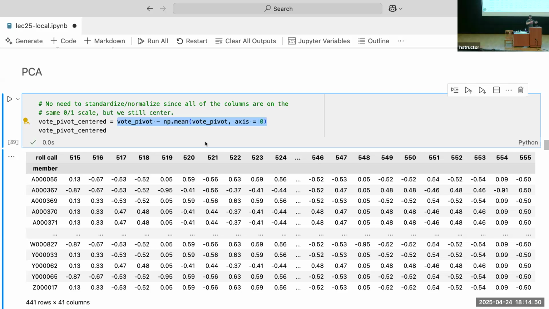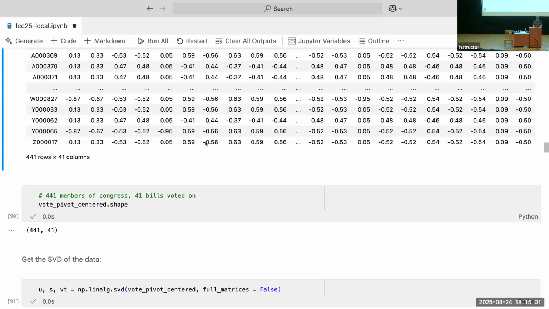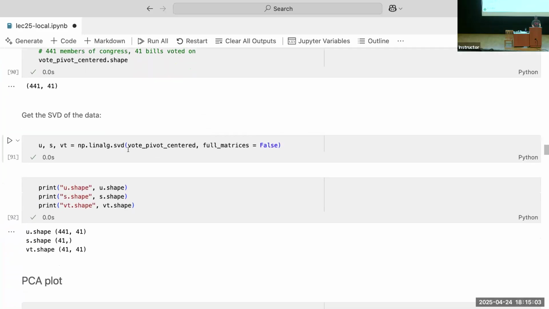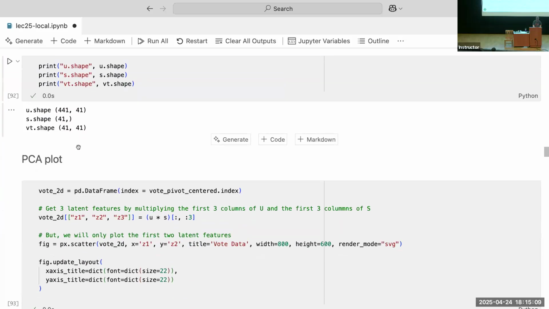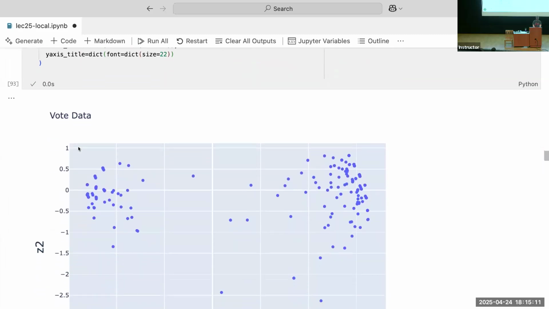Okay, keep in mind before we had area, we had perimeter, right? Different units. In this case, we have a bunch of zeros and ones in every column. No need to standardize. Everything's already on the same scale. But we do have to center. That's always a requirement of PCA. Okay, so we're going to run SVD like we've done before. We're going to get our U matrix, our S matrix, our VT matrix. And then let's go make a PCA plot.